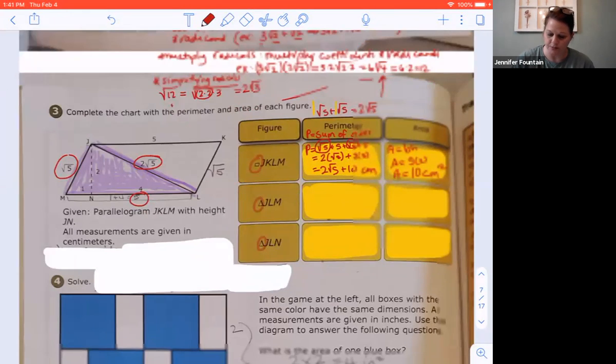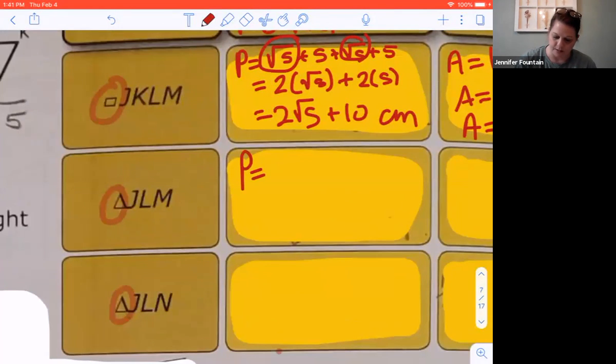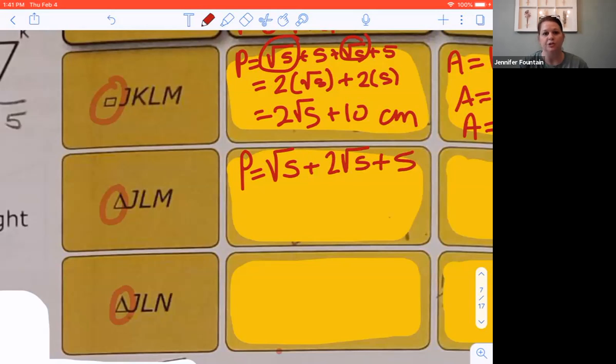Okay, so for the perimeter, we're going to add the square root of 5 plus 2 times the square root of 5 plus 5. So remember, we talked about how the square root of 5 plus the square root of 5 is the same as saying 1 times the square root of 5 plus 2 times the square root of 5, and 1 plus 2 is 3. So we have 3 times the square root of 5 plus 5. And that's going to be our final answer because I cannot combine them since they are different units. So I have 3 times the square root of 5 plus 5 centimeters is my perimeter.